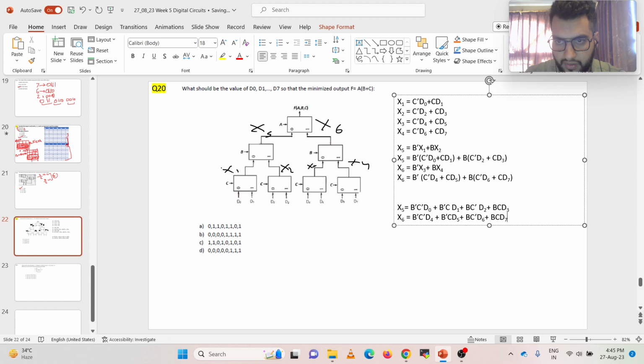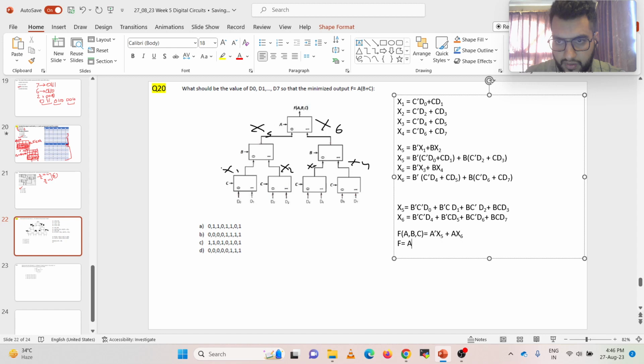And your final output f will be equal to a bar x5 plus a x6. That is also good because this is also your 2:1 mux. And when you expand this, I will just write the whole thing.